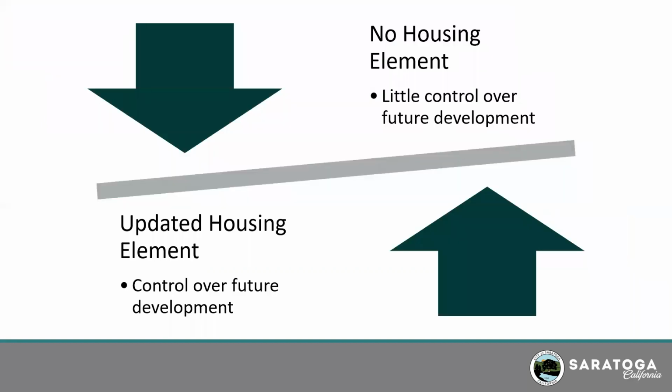The city's next housing element is due to HCD by January 2023. There are severe penalties if the city fails to revise and update the housing element prior to the submission deadline. If the city fails to adopt an updated housing element, the city could be left with little say over future development, including building permits, subdivisions, and variances.